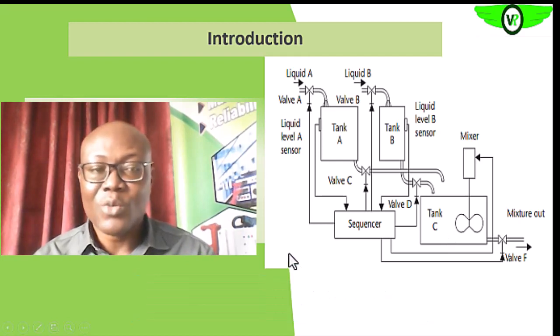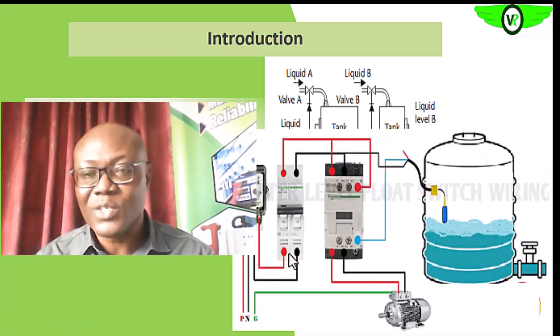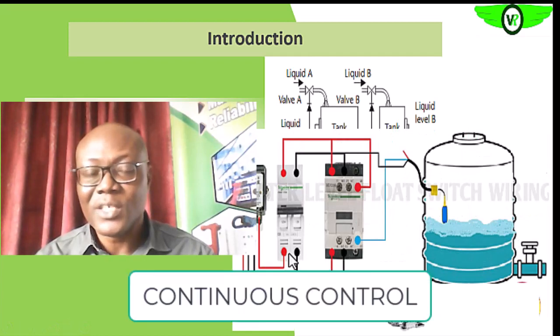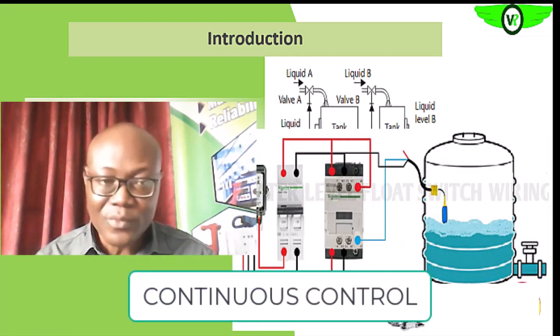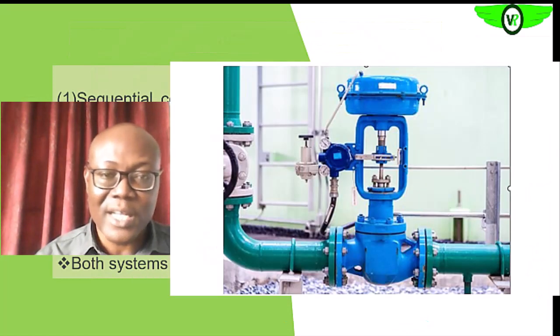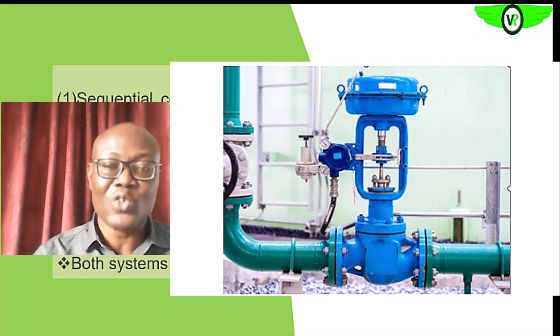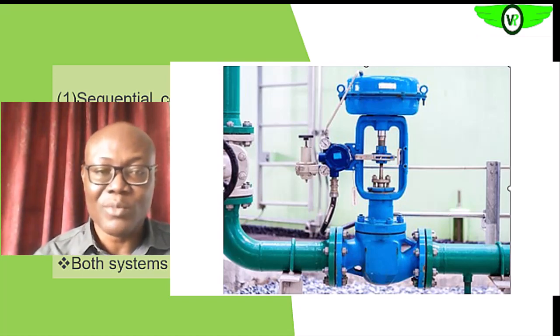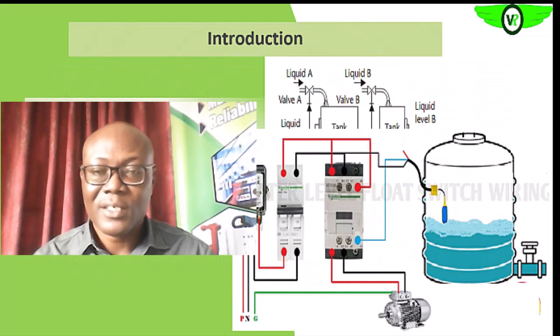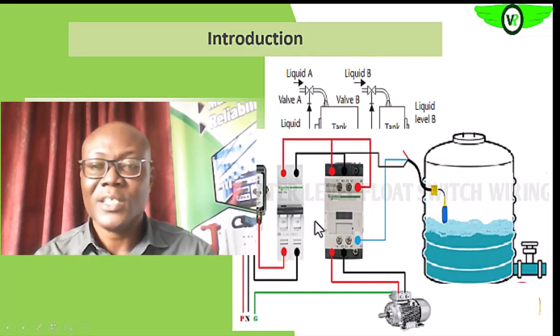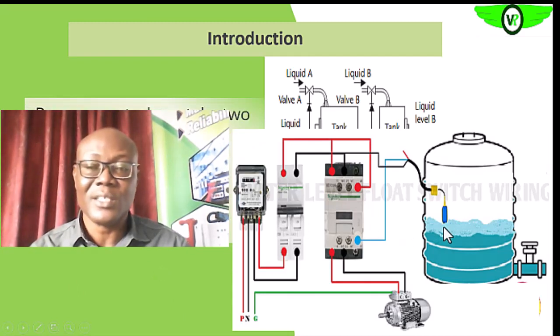So we also have the continuous process control. In the continuous process control, the process variables are monitored continually, and an adjustment to the process variable is also done continually. So this is a simple continuous process like what we have in the level control in a tank.